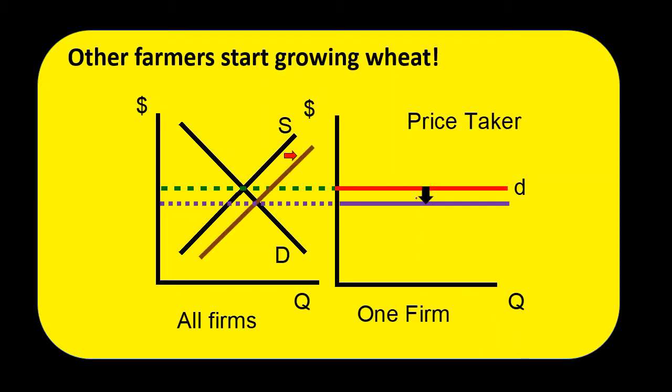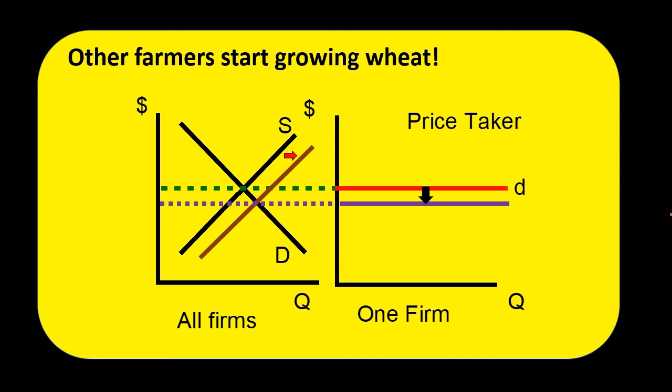And if there's more wheat farming going on in the world, what happens to the price of wheat? So what's going to happen? These other farmers start growing wheat. It shifts the supply curve for wheat out. There's more supply of wheat. When the supply increases, the price is going to decrease. So we're going to push the price down.